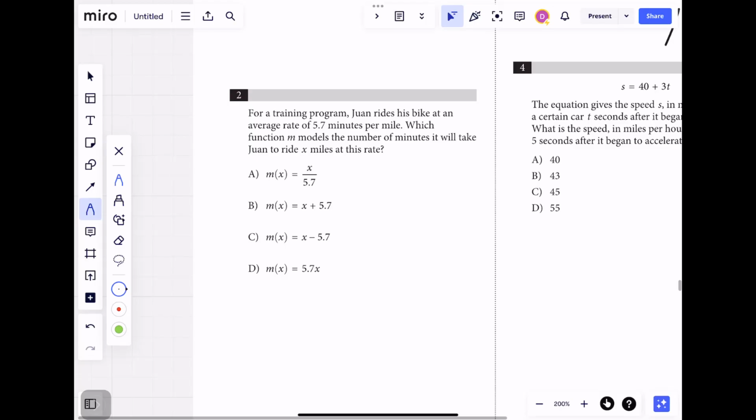For a training program, Juan rides his bike at an average rate of 5.7 minutes per mile. Which function M models the number of minutes it will take Juan to ride X miles at this rate? So it's saying after 5.7 minutes, he will complete 1 mile. So D perfectly answers this. It says that 5.7 times every mile X will get the amount of minutes completed. So that's the correct answer.